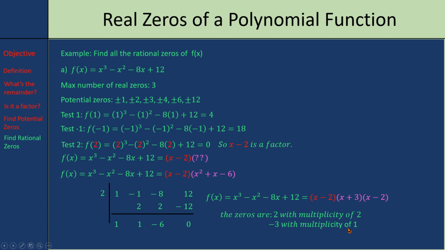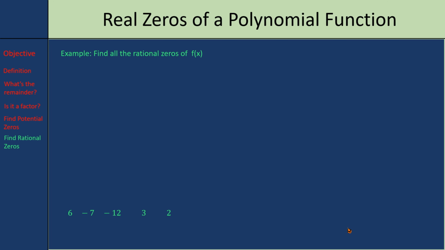Let's do one more example, and then we'll be done. Just ignore that. That's going to come in later. So here's an example. I have a longer polynomial. I want to find all the zeros, right? So let's look at the potential zeros. By the way, you can have only up to 4 zeros. So if you found 4, you're done.